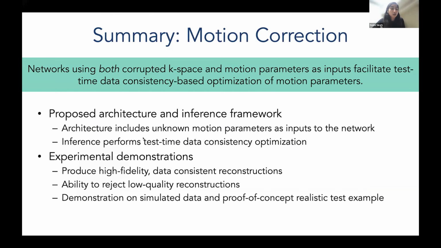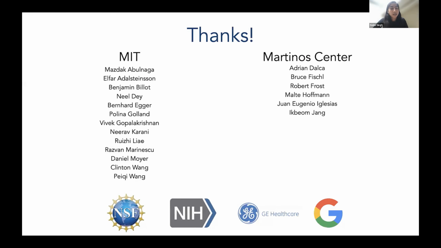Experimentally, we've shown that this approach lets us produce really high fidelity data consistent reconstructions, and that when we don't produce good reconstructions, we can reject them automatically based off of this criteria that we've constructed. And we showed this both on simulated data and a really realistic proof of concept test example. So I'd like to thank really awesome collaborators at MIT and the Martino Center for Biomedical Imaging, which is also just across the way here in Boston.